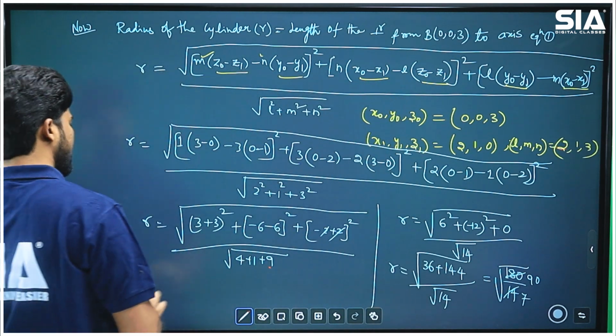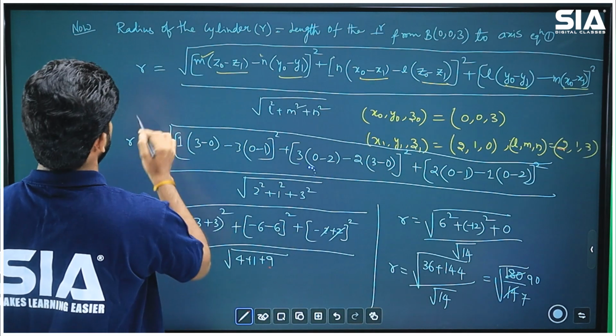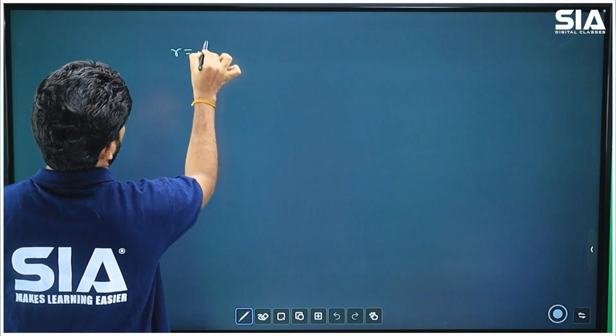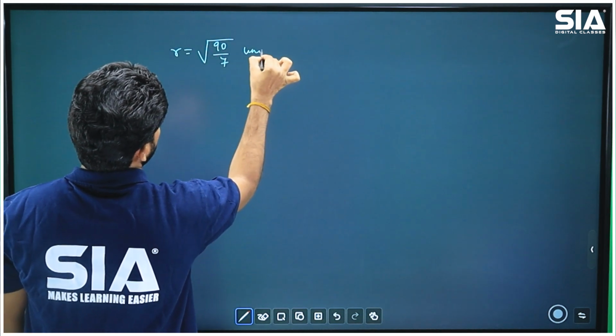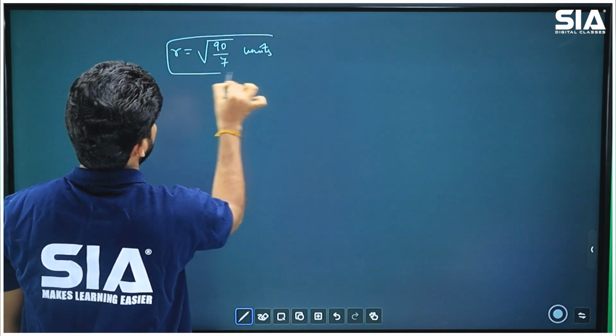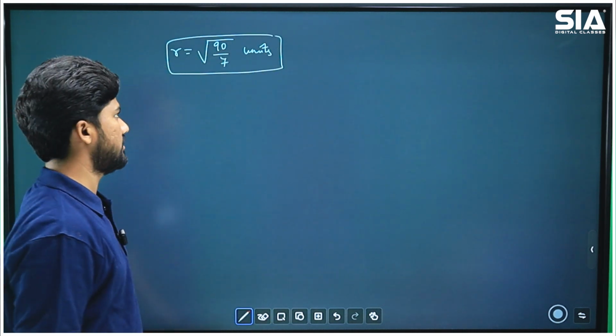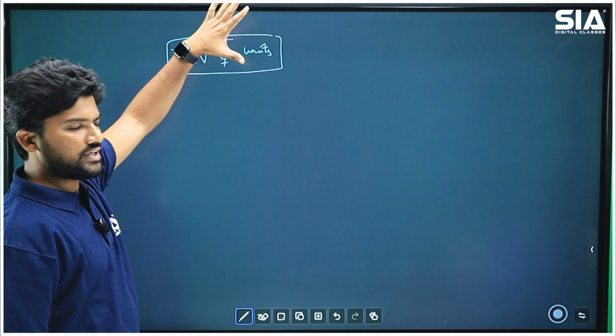2 sevens are 14, 2 nineties are 180. So therefore we can write the final radius value of the cylinder, small r, is equal to the square root of 90 by 7. This radius is a distance value, so you have to write the units. Now we have the radius value of the cylinder.